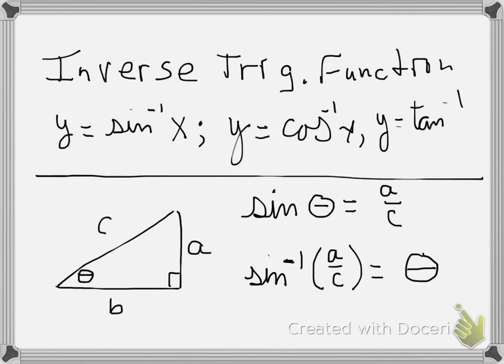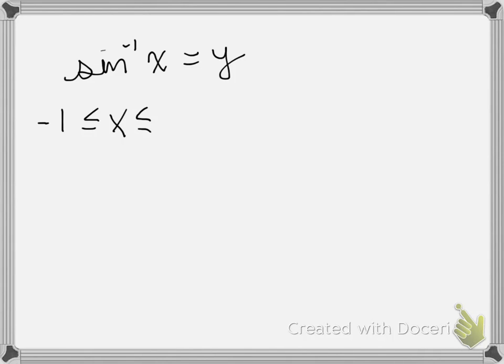Now, let's take a look at the inverse sine first. And there are some restrictions on the domain. Just like the range for the sine, x is going to have to be between negative 1 and 1, and y is going to fall in the first or the fourth quadrant. Y has got to be between negative pi over 2 and pi over 2.